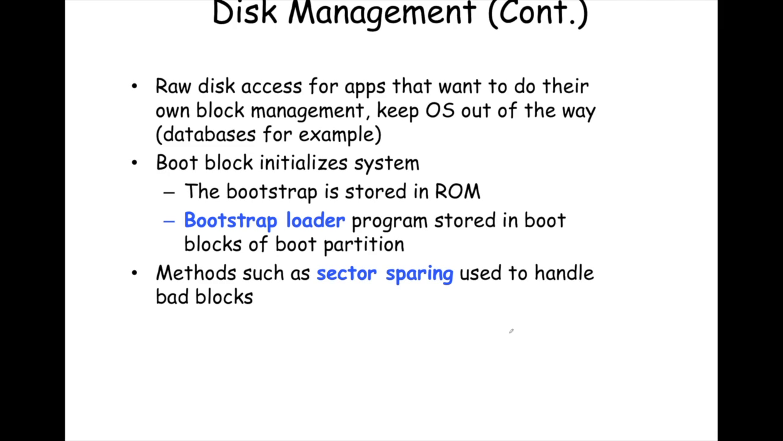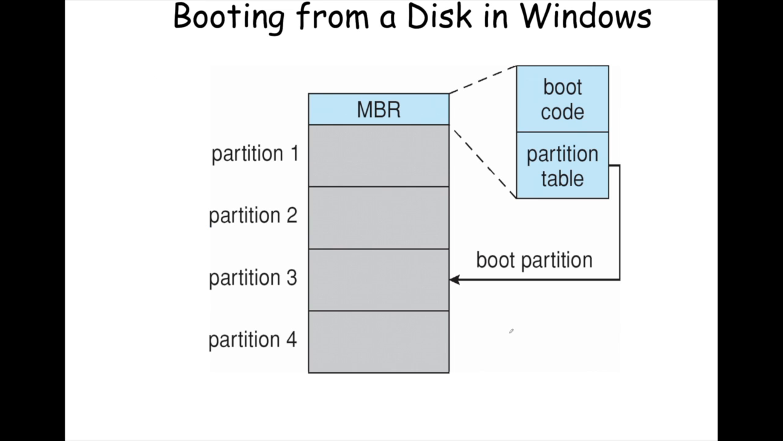And so you also have something called a boot block, and this boot block is responsible for initializing the system. The bootstrap is stored in ROM, and it starts out and wants to execute something called the bootstrap loader, which is located typically in sector 0, track 0. And this bootloader program will boot blocks of the boot partition and do things like load your operating system. And so there are certain methods such as sector sparing that's used to handle bad blocks.